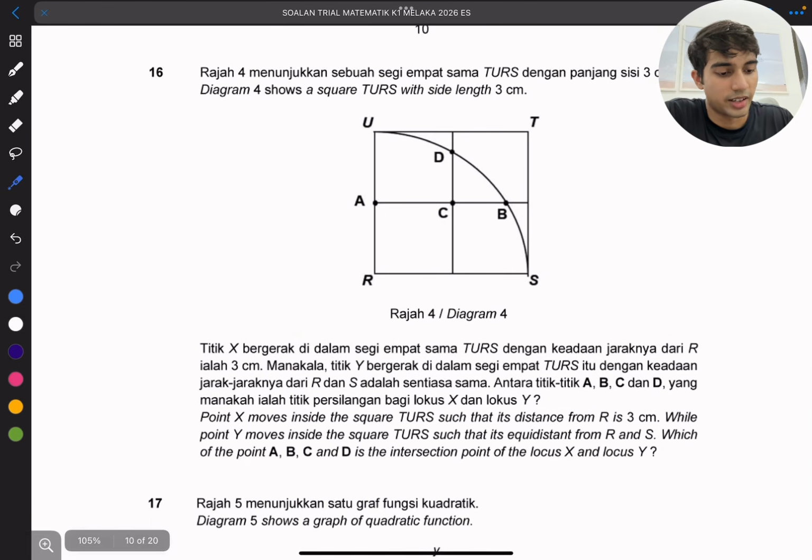16. Diagram 4 shows a square TURS, side length 3 cm. So TURS is a square, 3 cm everywhere.